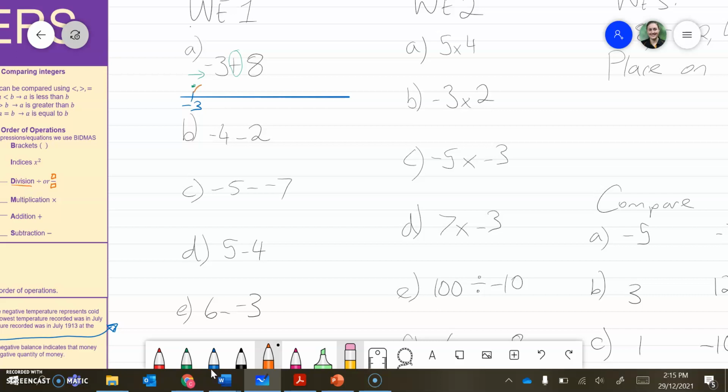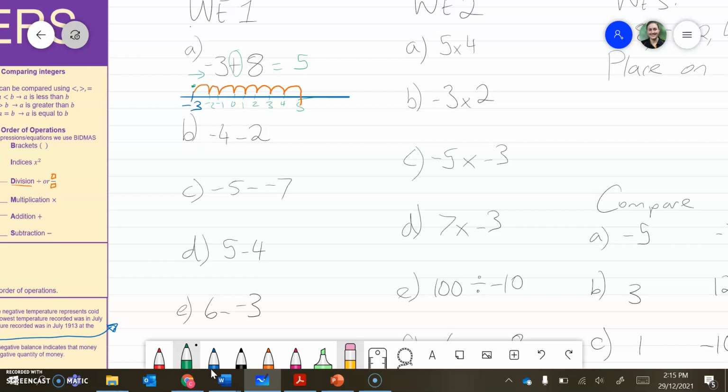So if I go up 8 units, we've got 1, 2, 3, 4, 5, 6, 7, 8. What you then need to do is fill in, okay, well, what are the values? So we've got -2, -1, 0, 1, 2, 3, 4, 5. So our answer to -3 plus 8 is 5.